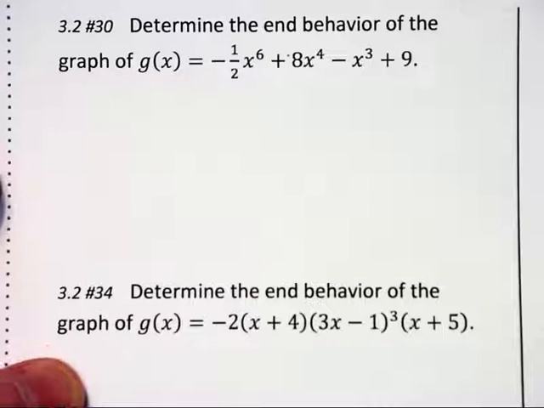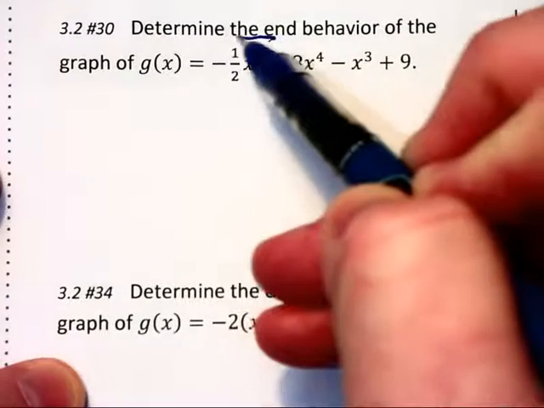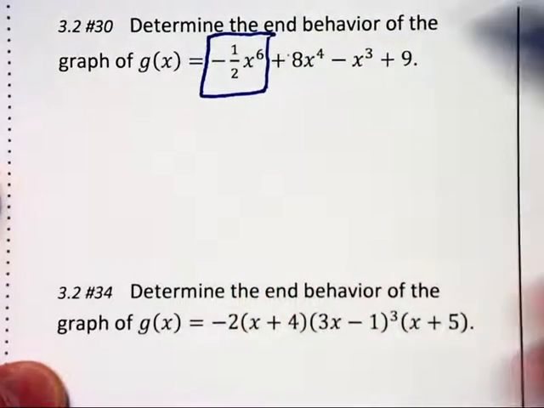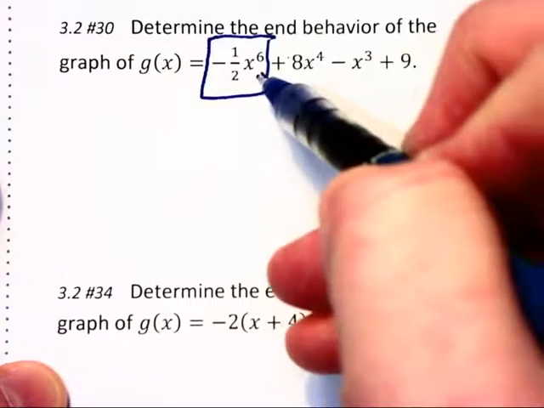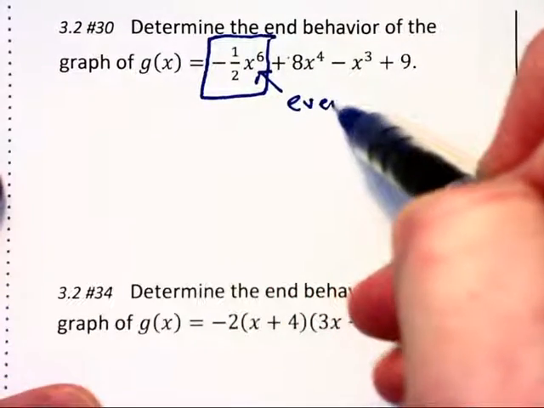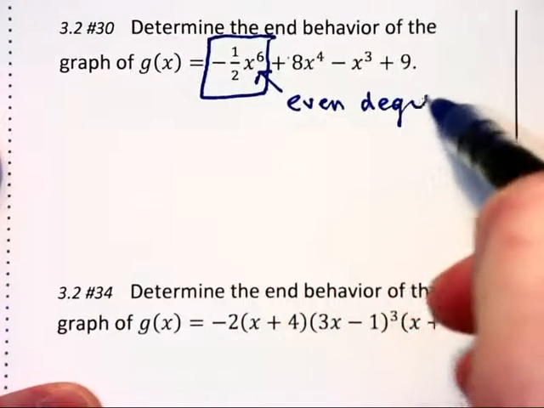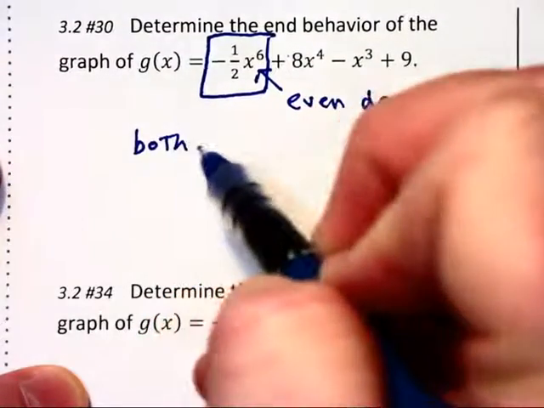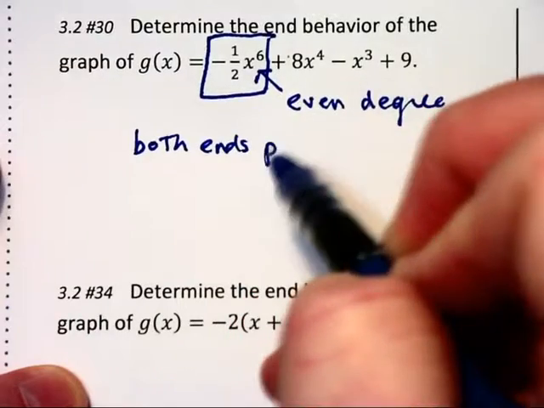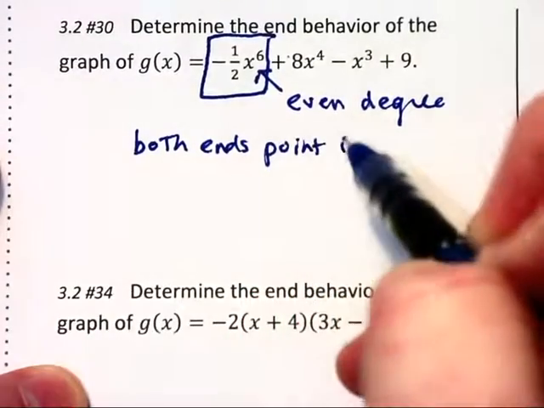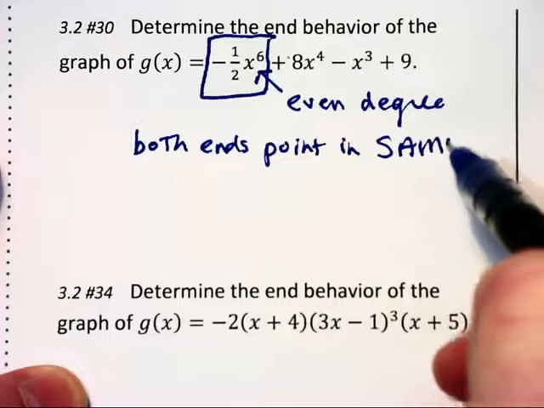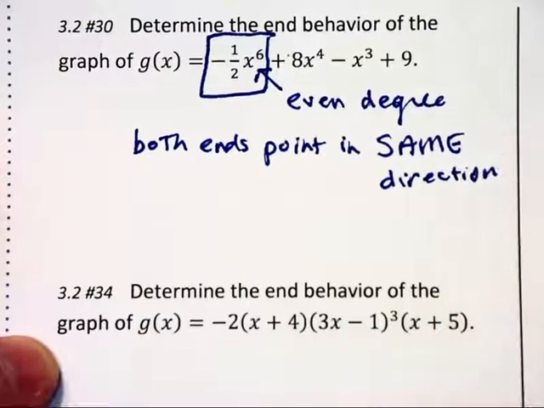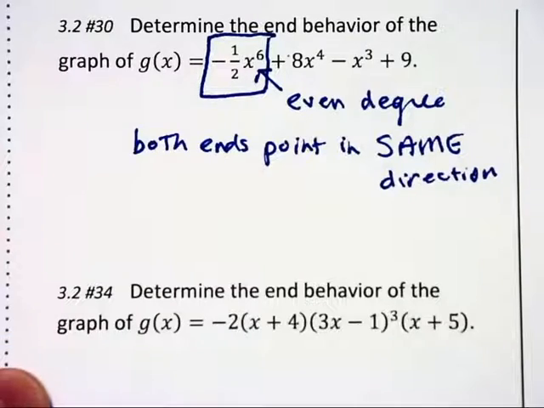Okay, to determine the end behavior of a graph, all we need to look at is the leading term here. First off, we notice with the x to the sixth that it has an even degree. And because the degree is even, that means both ends point in the same direction. So they're both pointing up or they're both pointing down.